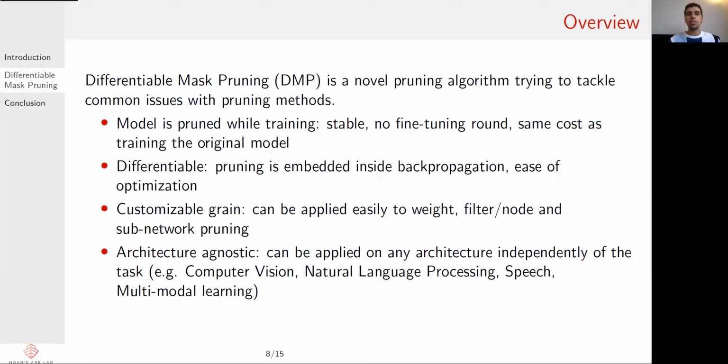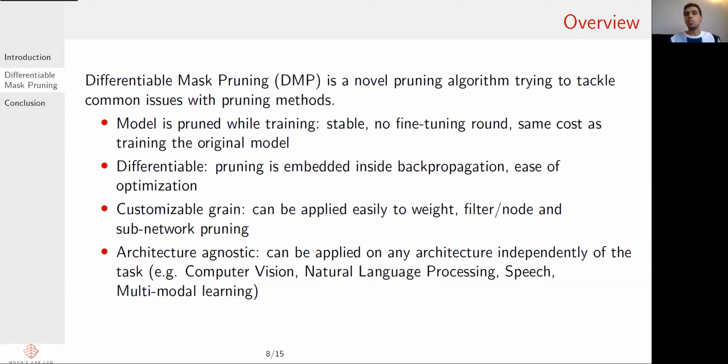So DMP is a novel pruning algorithm that tries to tackle such issues. Mainly, we make the model prune during training. What does it mean? It means that while the model is training, within the epochs, some of the entities will get pruned by way of the mask function. It allows for gradual pruning, therefore the model can recover and adapt to the entities being pruned.